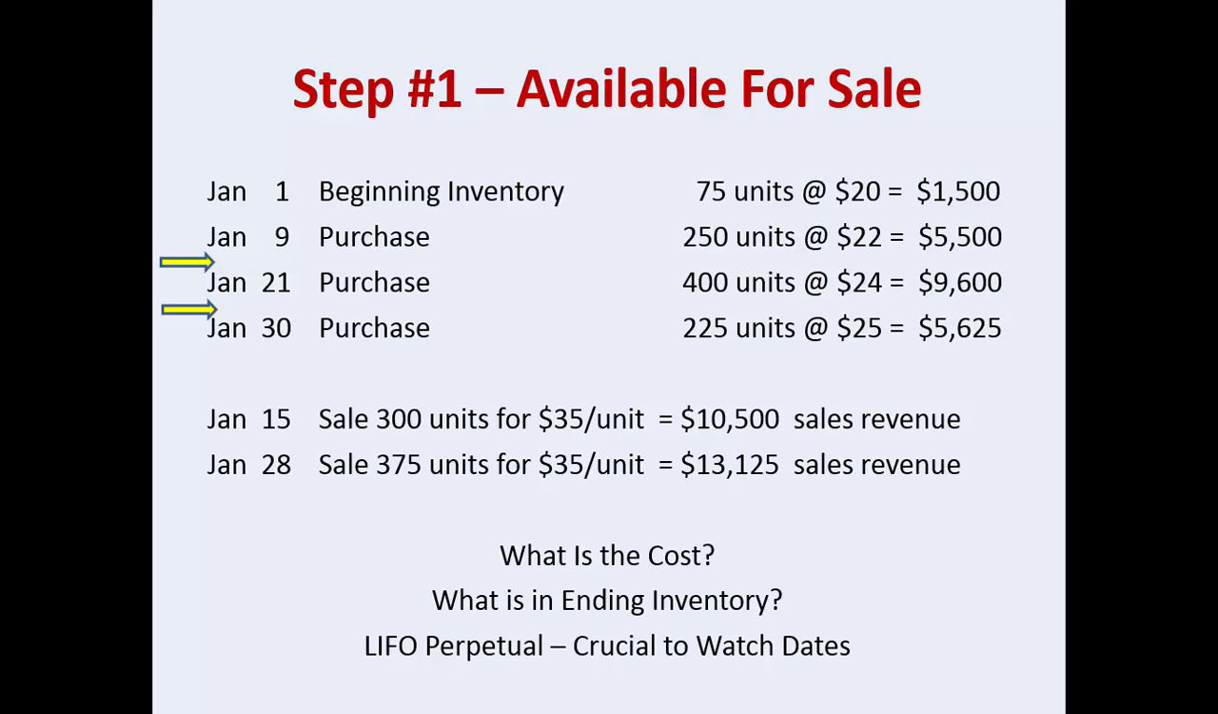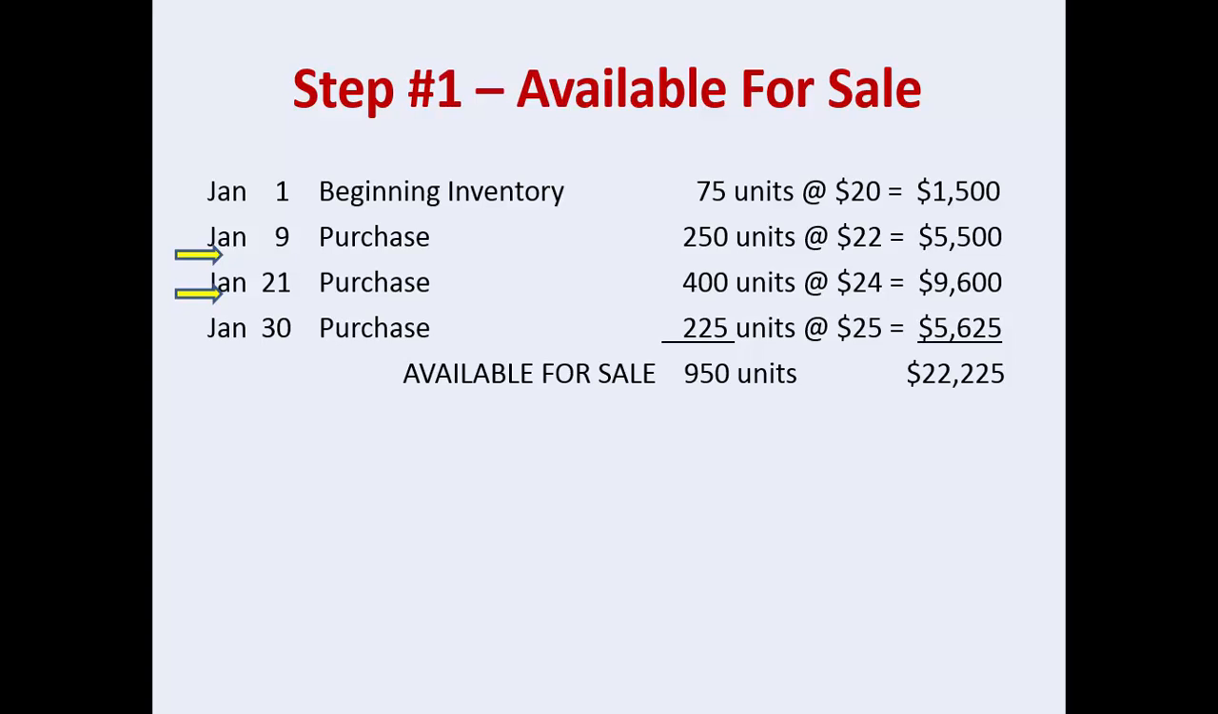With the LIFO perpetual method, you must be very careful to watch the dates. So first, here is your list. You have available for sale 950 units at $22,225. That was your cost for what you paid for it. And if you see those yellow arrows over on the side, that represents the point of sale. So with the perpetual method, you have to be careful to watch the dates.